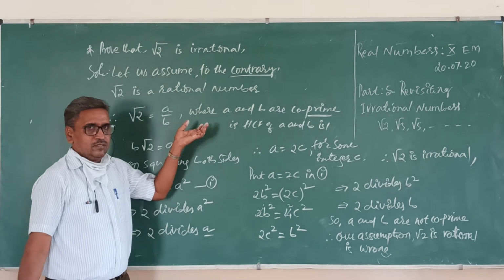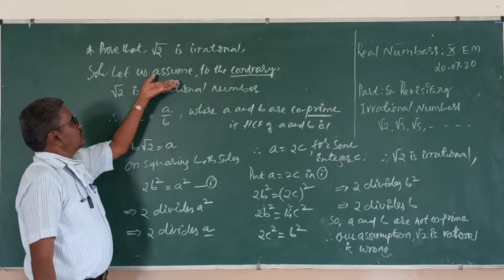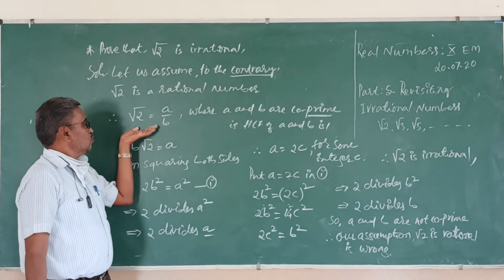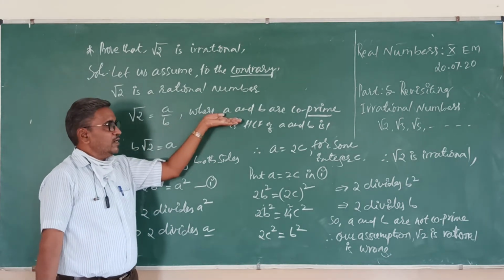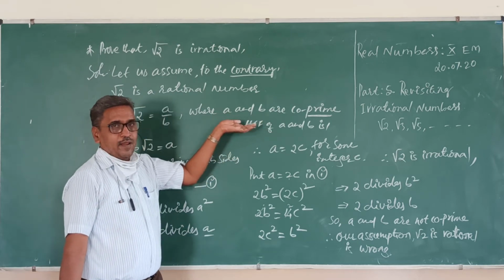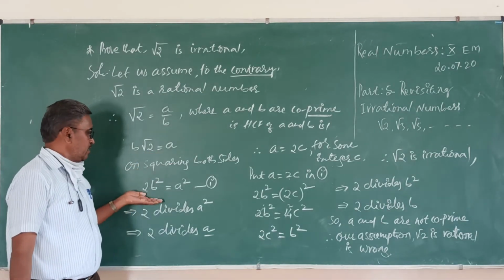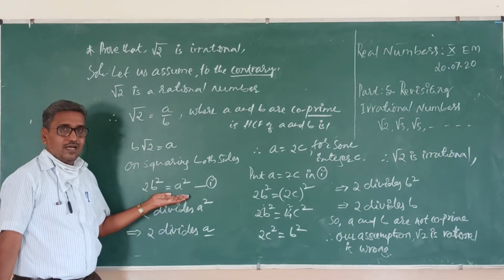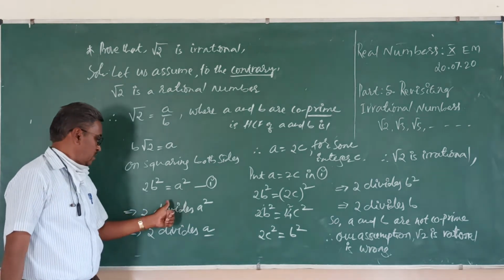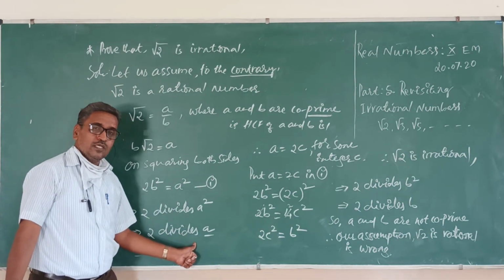Once again, the steps of the contradiction method. Let us assume to the contrary that root 2 is a rational number. So root 2 equal to a by b, where a and b are co-prime, meaning HCF is 1. By simplification, b root 2 equal to a. On squaring, 2b square is equal to a square. It tells that 2 divides a square. By the theorem, 2 divides a also, so 2 is one of the factors of a.